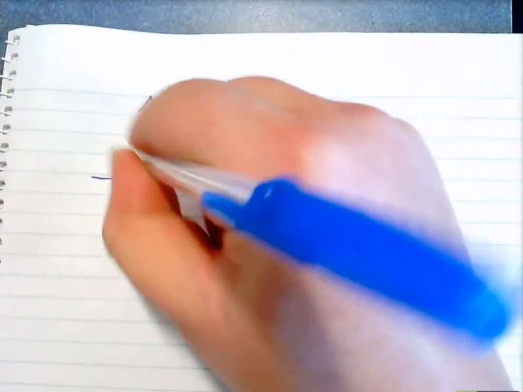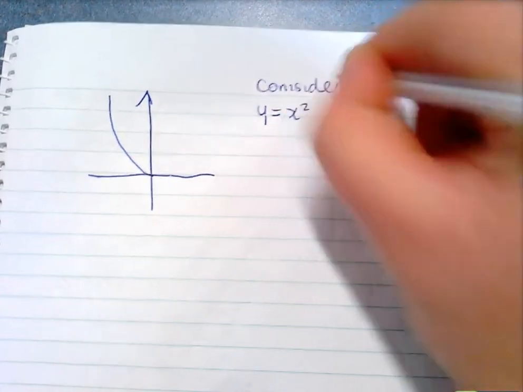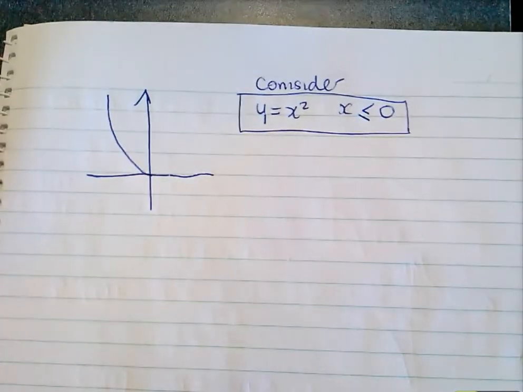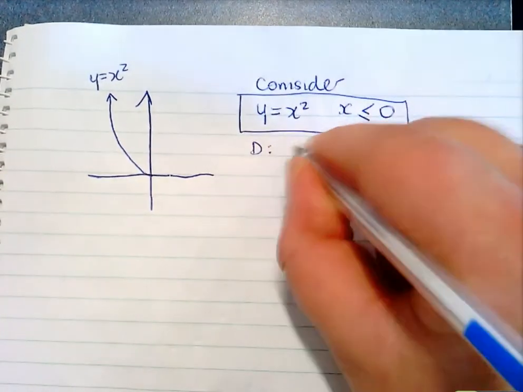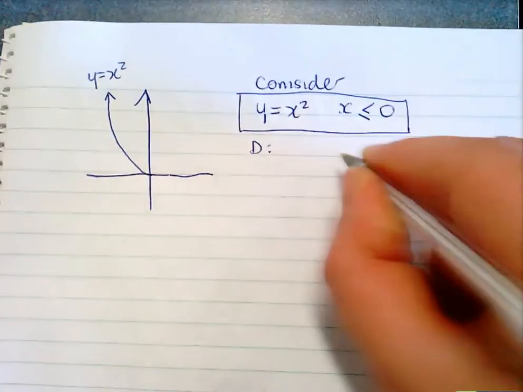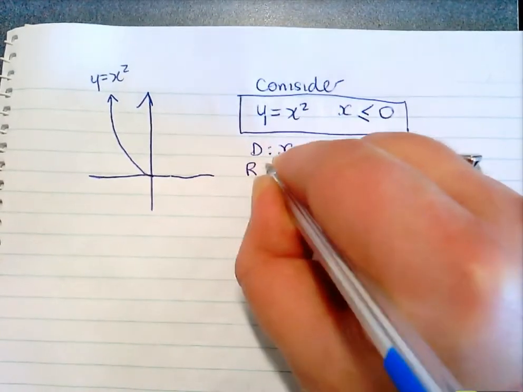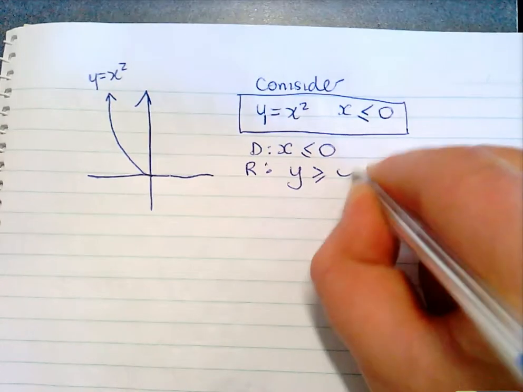So let's look at y equals x squared again, but we're just going to look at this other side. So if we consider y equals x squared, but for values of x less than or equal to 0 this time. Got it? Just that side. Y equals x squared for values of x less than or equal to 0. So our domain is what? X is less than or equal to 0. Our range is y is greater than or equal to 0.